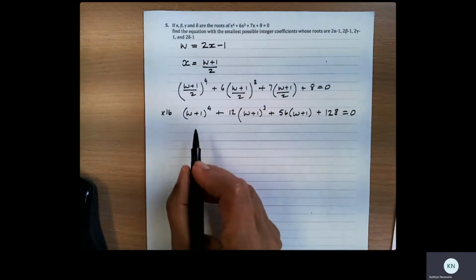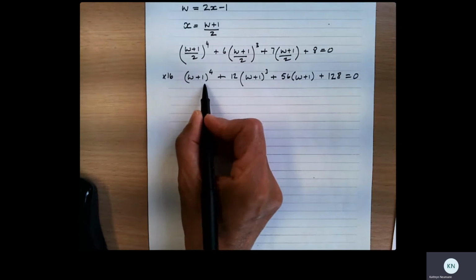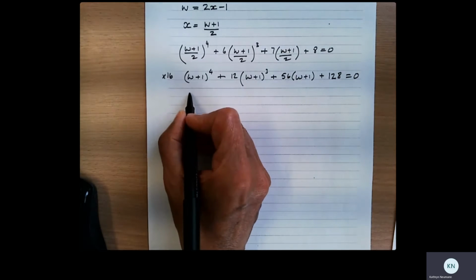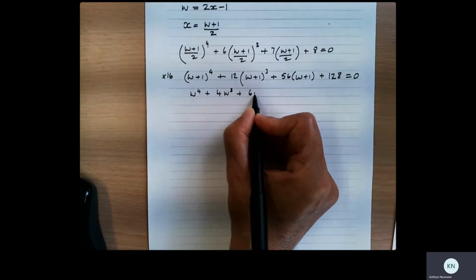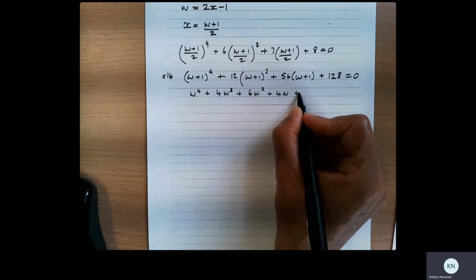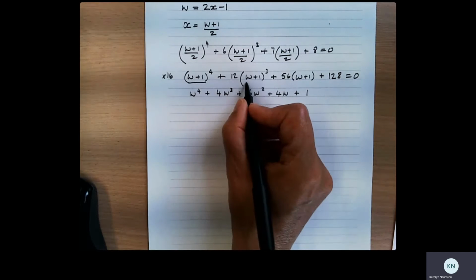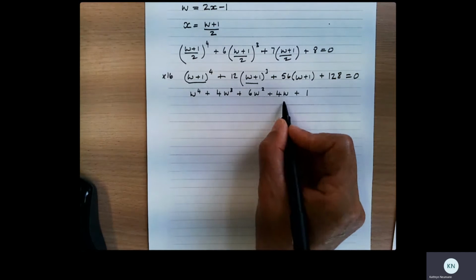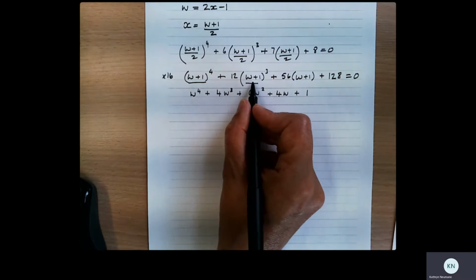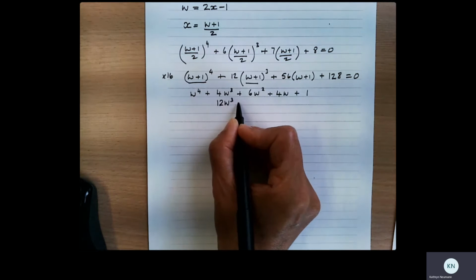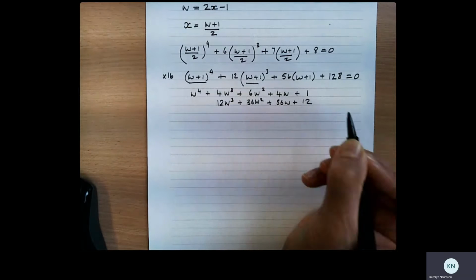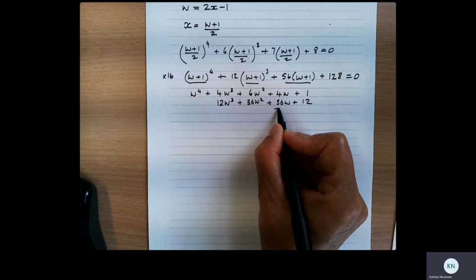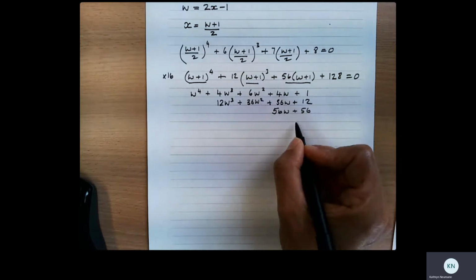We then need to use binomial expansion or Pascal's triangle to multiply these out. So my tip for this is to write it in the following way. So this expanded out is w to the 4th plus 4w cubed plus 6w squared plus 4w plus 1. So that's that first bracket expanded out. The second bracket expanded out is just going to have w cubed, w squared, w's and 1. So when we expand this bracket here, either do it using Pascal's triangle or do a binomial expansion, but that is going to be 12w cubed plus 36w squared plus 36w plus 12. This one here, we're just going to multiply by 56, so that's 56w plus 56, and then we've got our 128.